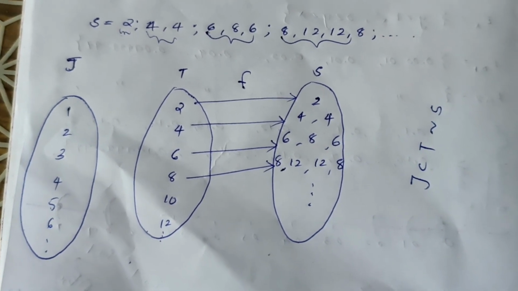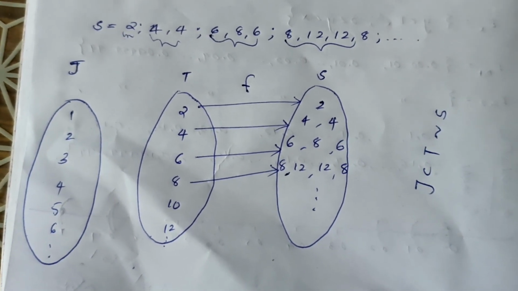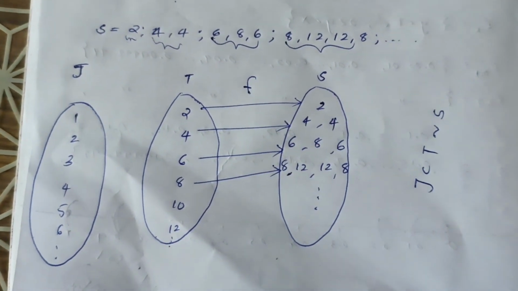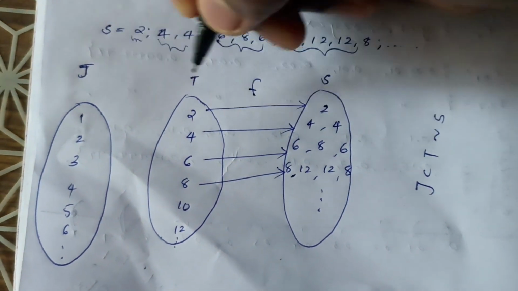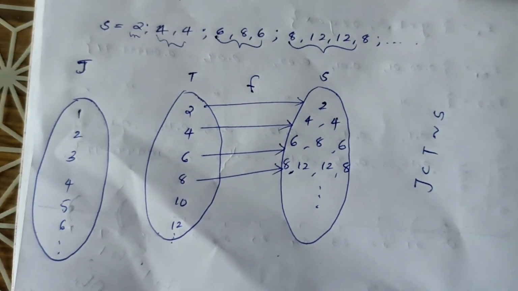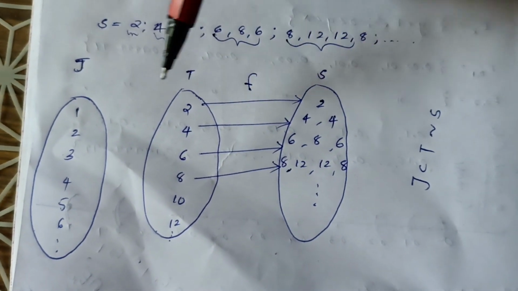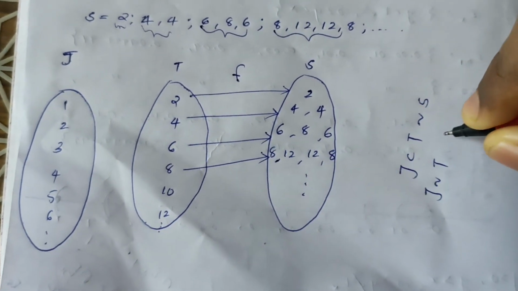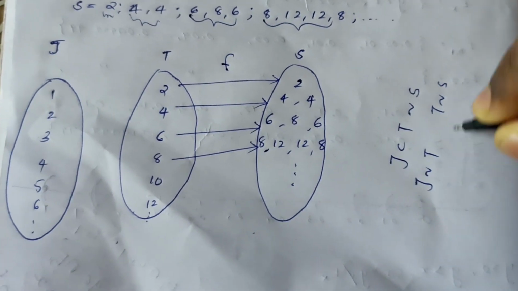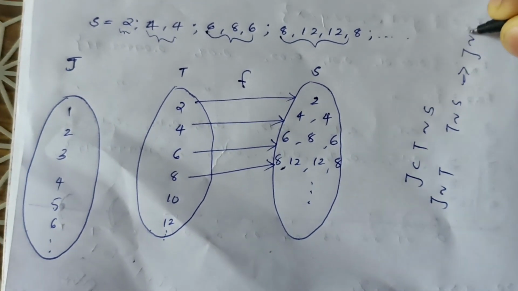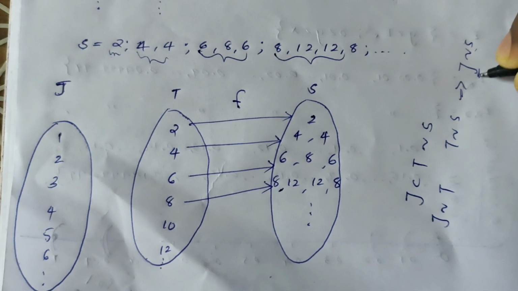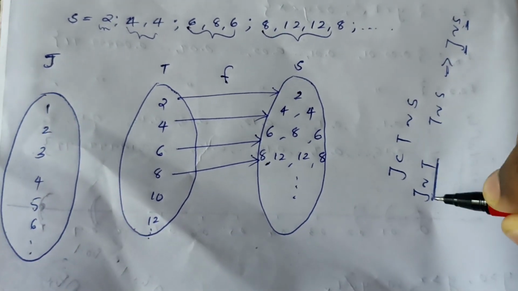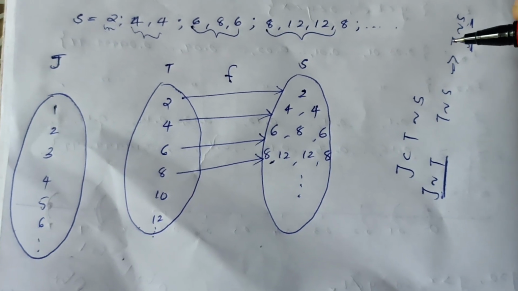It is not countable, it is at most countable. Do you know why? If this is finite, then we can't say that these two are isomorphic, right? If J and T are isomorphic, and we know T and S are isomorphic, then what can we say? J and S are isomorphic, so S is countable. But we can't say that J and T are equivalent.